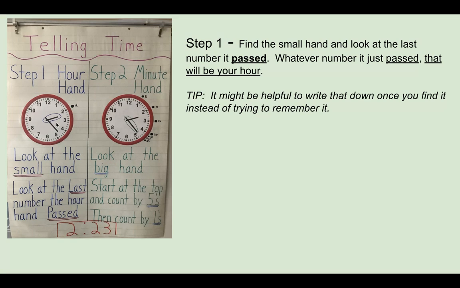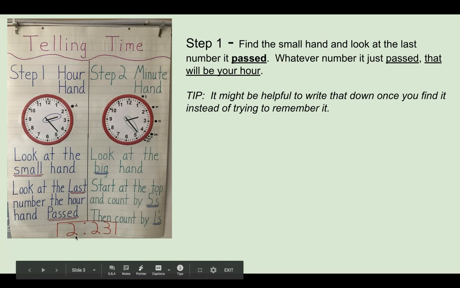So over here in step 1, we notice our small hand is pointing in between the numbers 2 and 3. What number did the small hand pass? Well, if we start at 12 and we go this way, we see that the small hand just passed the number 2. It has not passed the number 3 yet. So we go back to 2, and that is our answer for the hour. So our hour is 2 o'clock, and we would write that down. We just write the number 2.